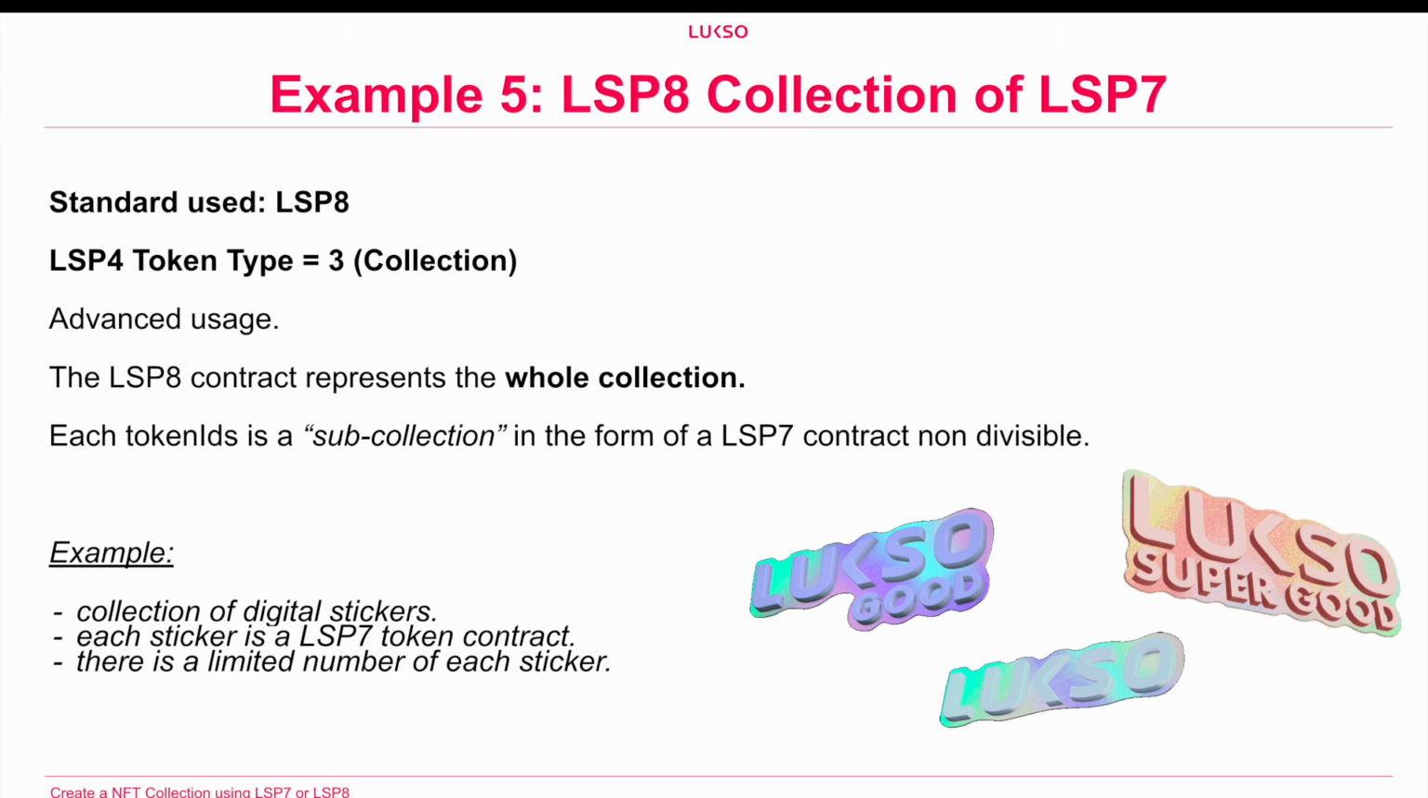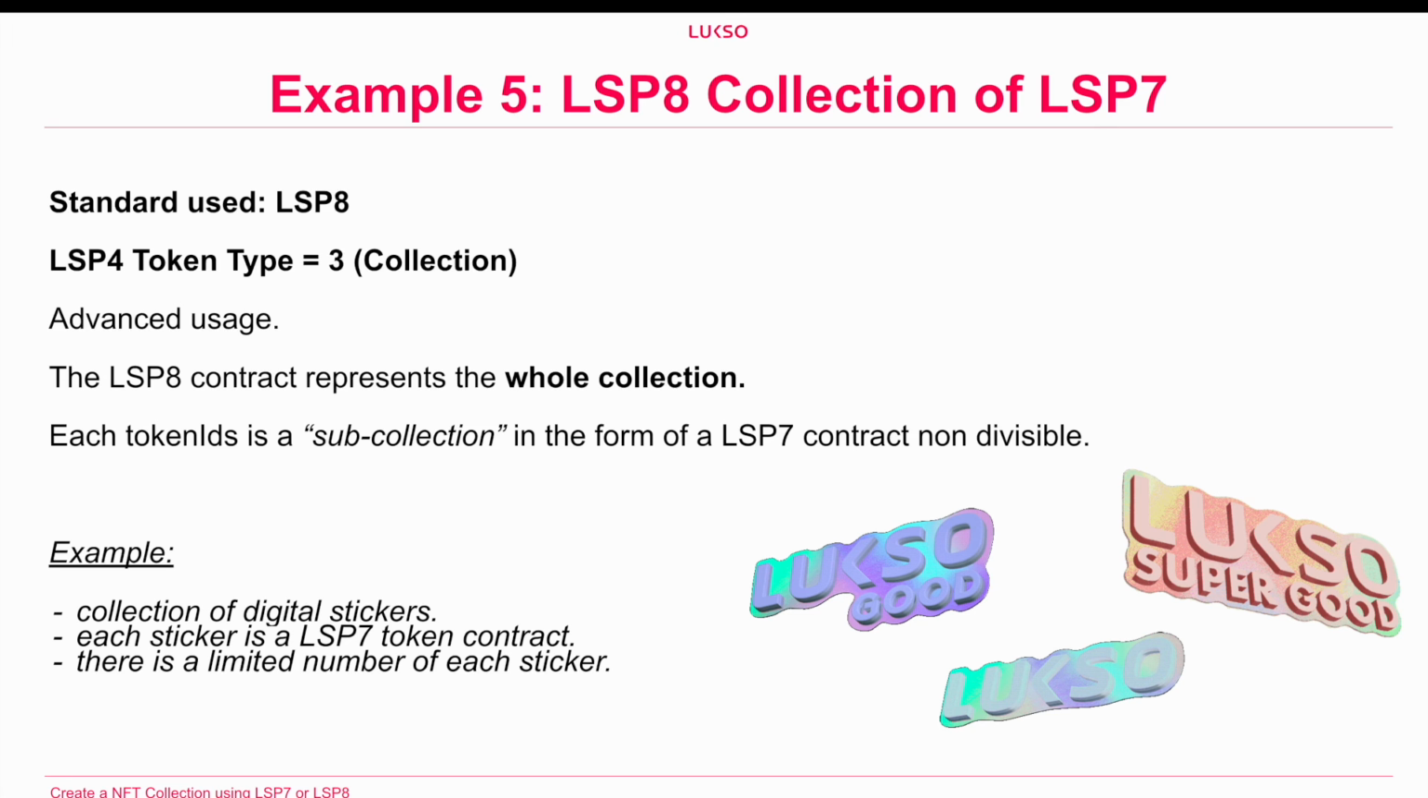Okay, and the final example, which is the most complex of all of them, is that you can use LSP8 and LSP7 in multiple combinations to create a collection of sub-collections. So this is a very advanced use case. The standard will still be LSP8 and the token type will still be a collection. And in this case, the LSP8 contract is actually a whole collection. It lists all the sub-collections that it contains.